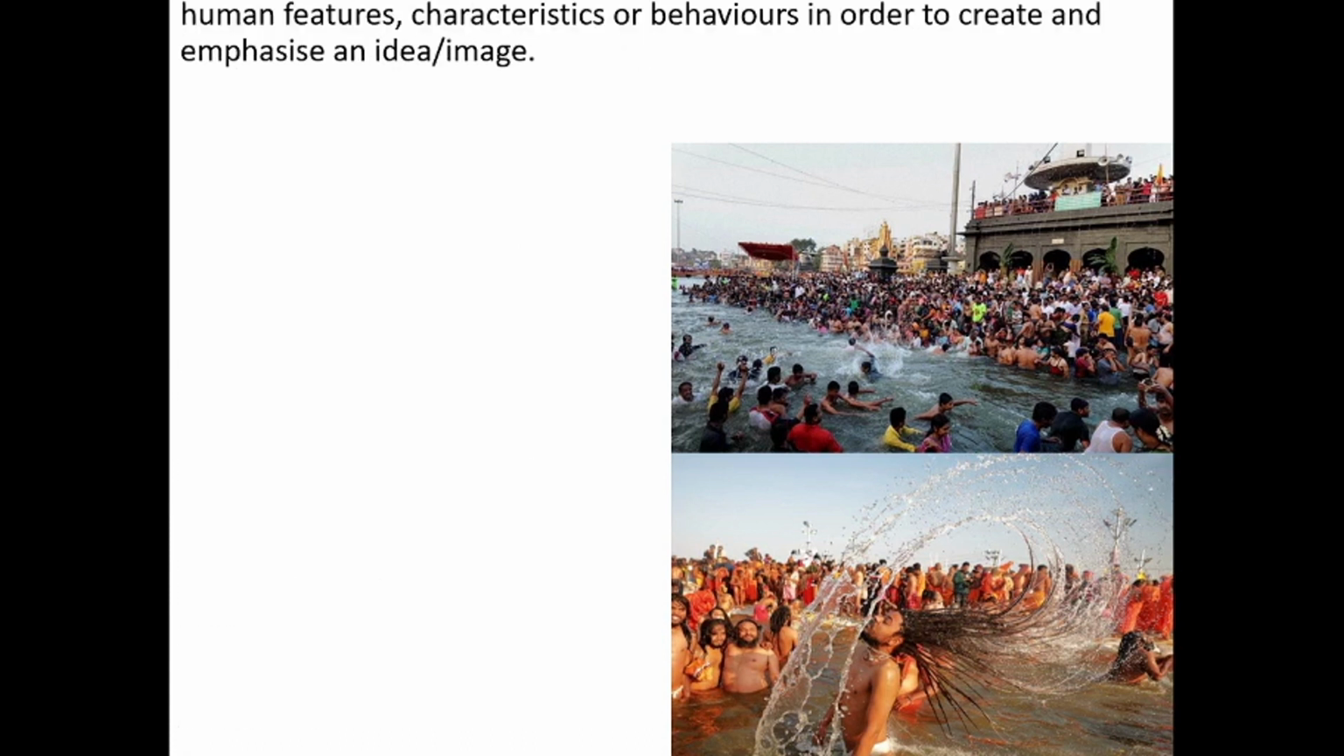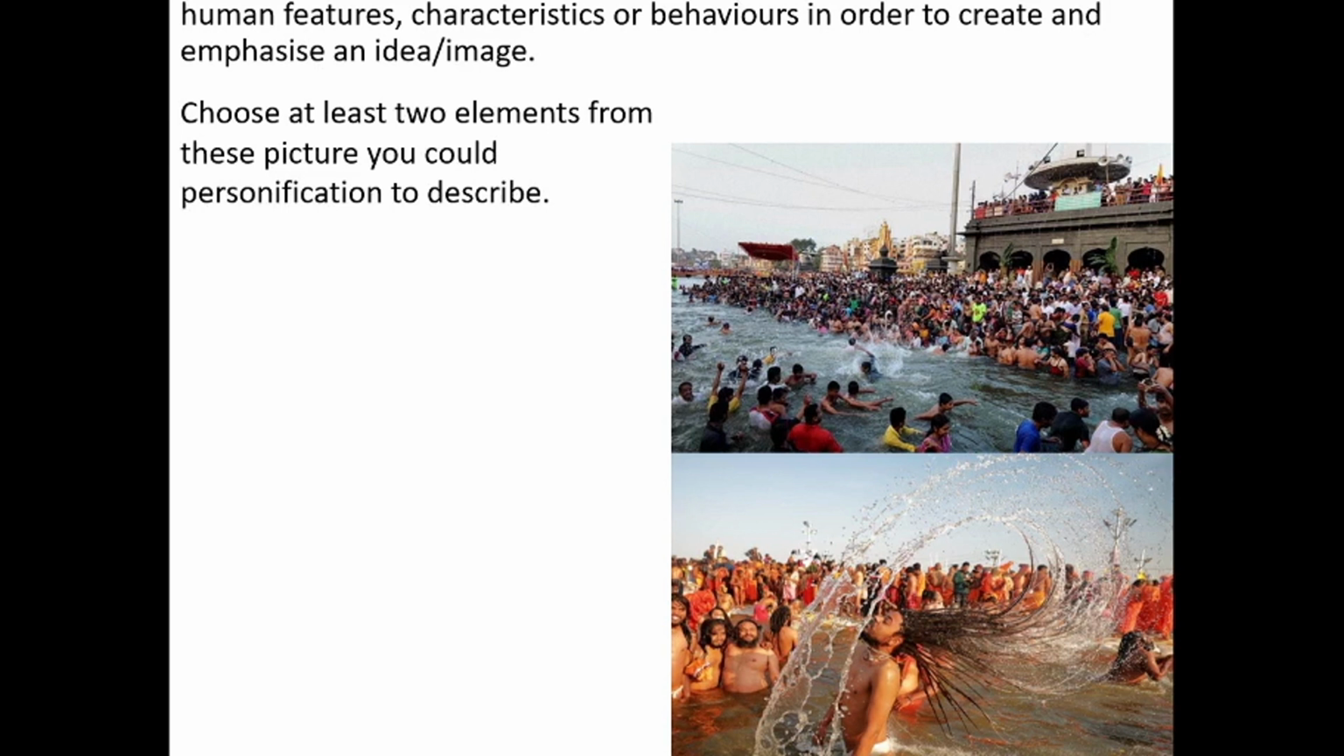And then finally, your personification. It's come off the edge of the screen here, but it's when you give an object human features, characteristics, or behaviors in order to create or emphasize an idea or an image. So the first thing is you need to choose something from these pictures that you could give human characteristics to. Obviously, there's a lot of people in these pictures, so you're going to have to look around.